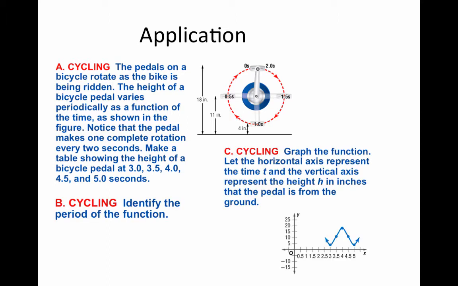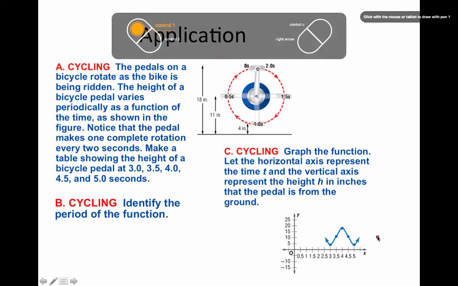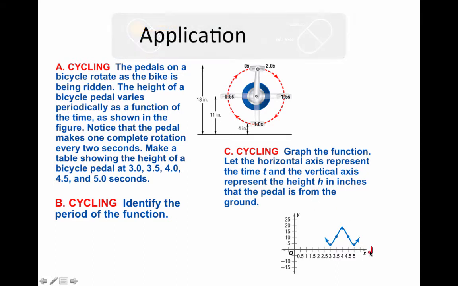Let's see here. The pedals on a bike go round and round. So what are we graphing? We're graphing time. X is time, and Y is height: height versus time. They've graphed this, and we need to identify the period of the function. Well, if it takes 2 seconds to come back to the top, then the period is 2 seconds.